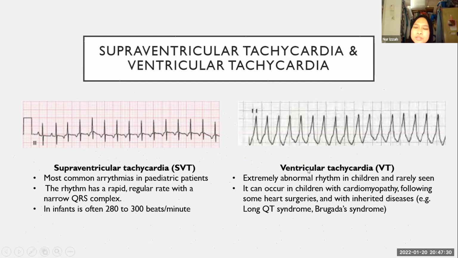Next, for VT, ventricular tachycardia is an extremely abnormal rhythm in children and rarely seen. Usually if a patient has VT, the patient probably has underlying cardiac disease, for example cardiomyopathy, or follows some heart surgery, or has inherited disease. For example, in long QT syndrome, the patient might have episodes of fainting, and in Brugada syndrome, the patient might present with sudden death.